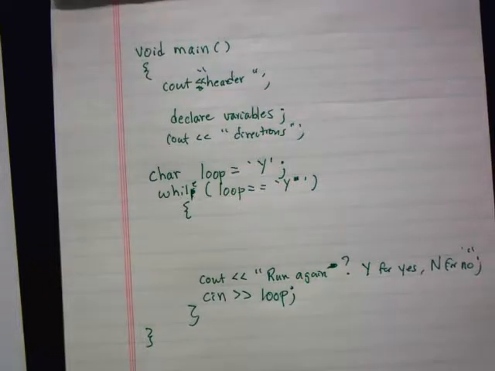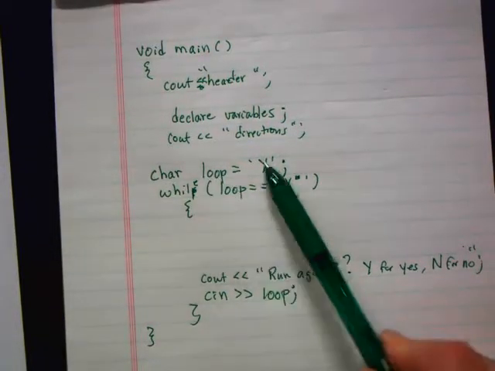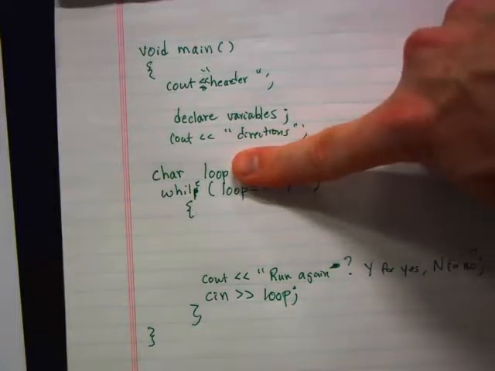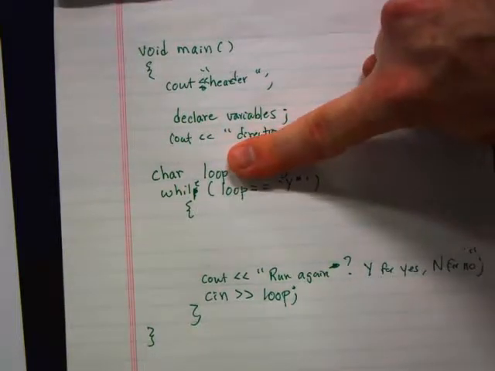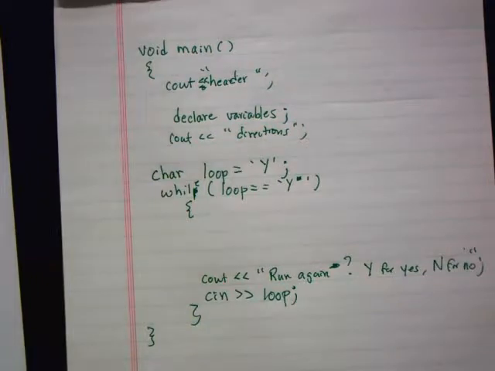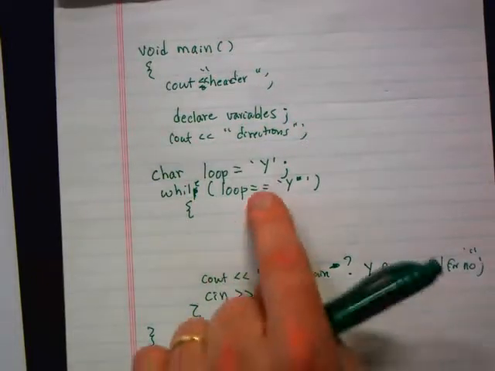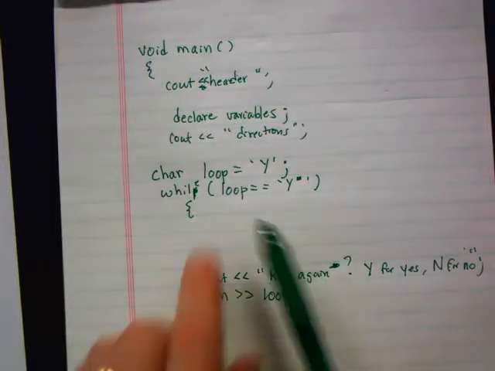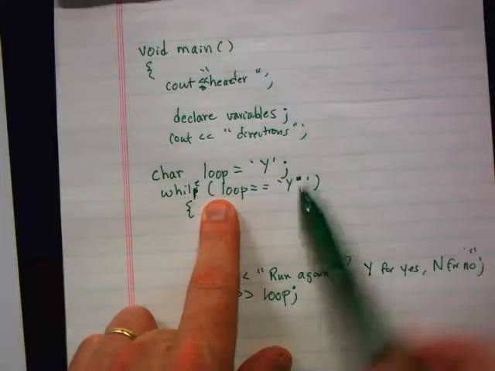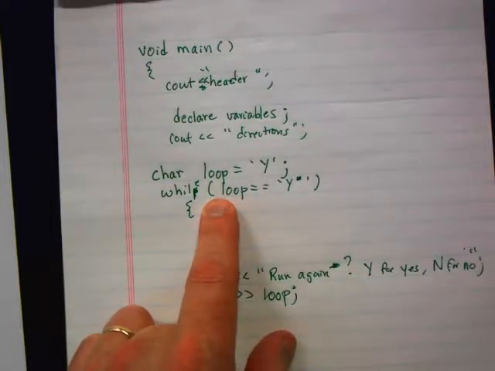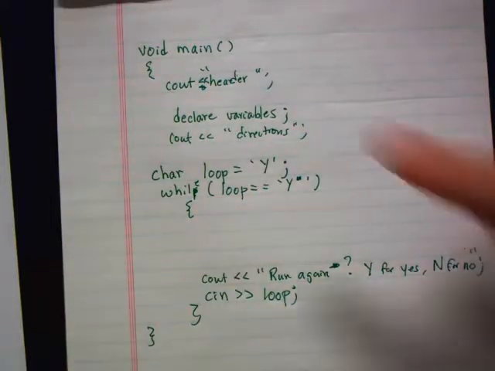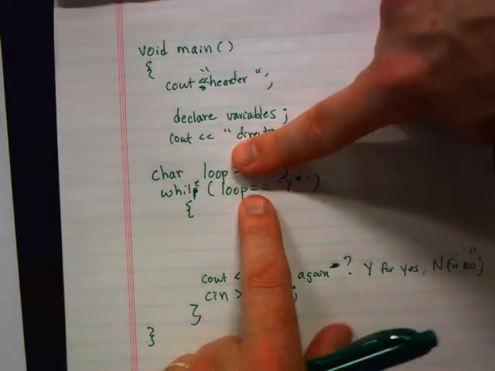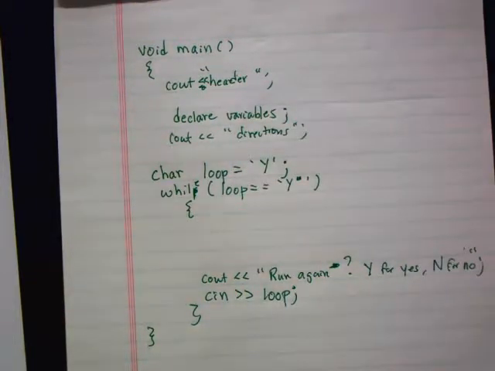What if I forgot to put this here? I put char loop equals 'y'. What if I forgot to put the equals 'y', and I just put char loop right there? What kind of error would I get? No, that would be a runtime error. The program would actually crash right here because it's trying to compare loop to something, but it doesn't know what loop is. You haven't put anything in there for it yet. So if I left off that equals y part, I would get a runtime error when it got to right there. It doesn't know what loop is.